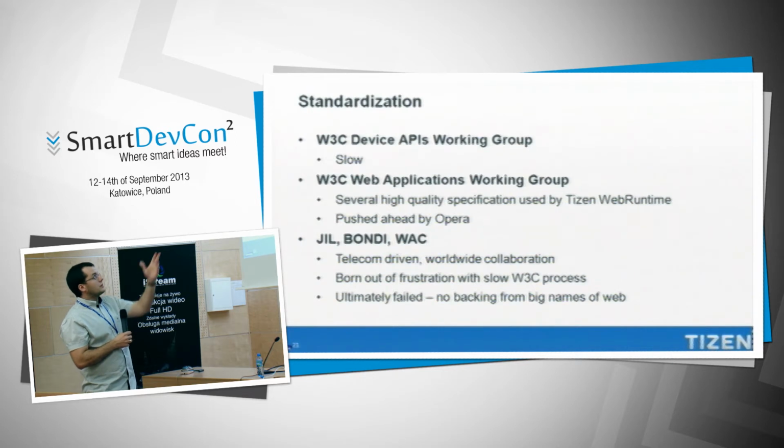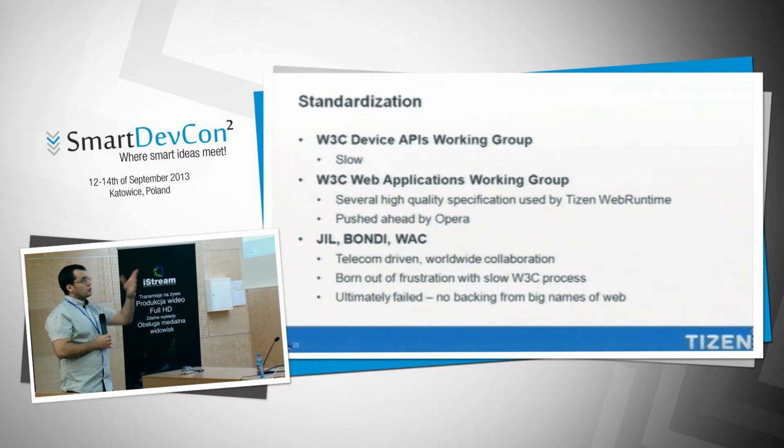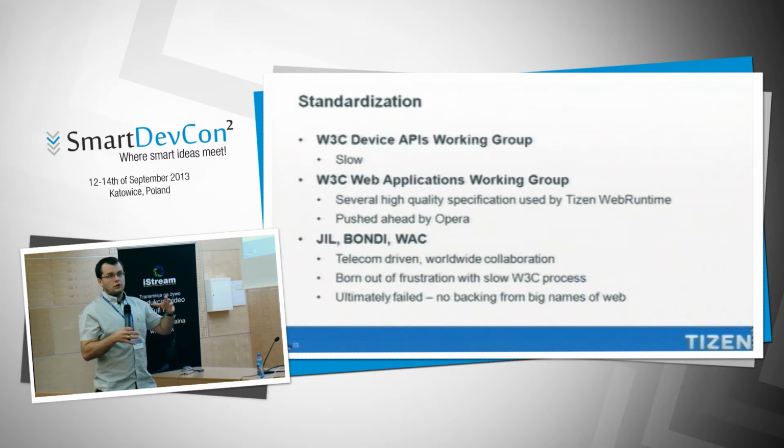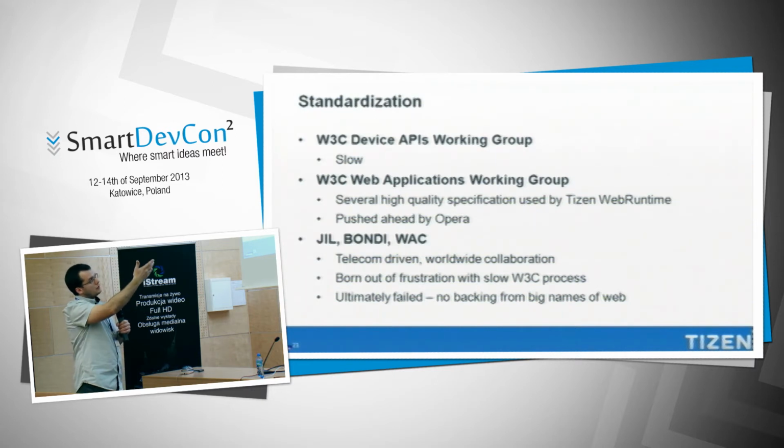Then there is the Web Applications Working Group, which delivered several high-quality specifications currently used by Web Runtime, like Warp, like digital signatures. These specifications were pushed forward by Opera. Yeah, and the big telecoms and the big electronics manufacturers of the world tried to push the work even faster. So they created those, first the Jill, then Bondi, and then WAC. WAC actually inherited some specifications after Jill and Bondi.